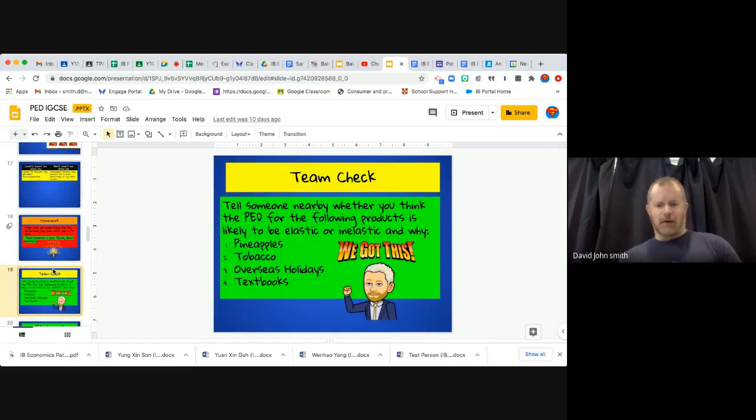Now, how about this though? Pineapple, tobacco, overseas holidays, and textbooks. Are they elastic, very responsive, or do you think they're likely to be inelastic, not very responsive to price change? So let's go through them one at a time. Pineapples. Are they likely to be elastic or inelastic? What do you think?